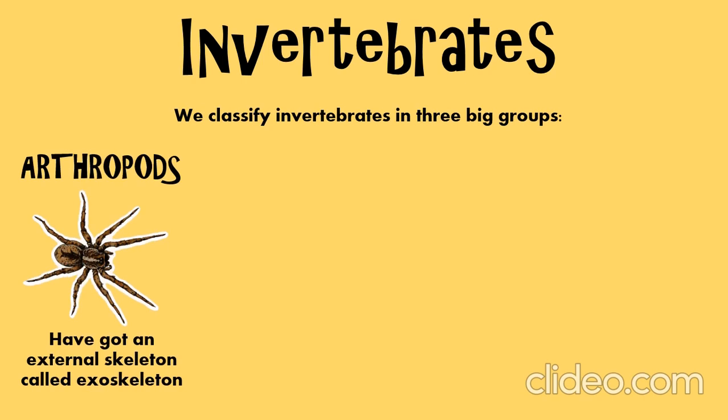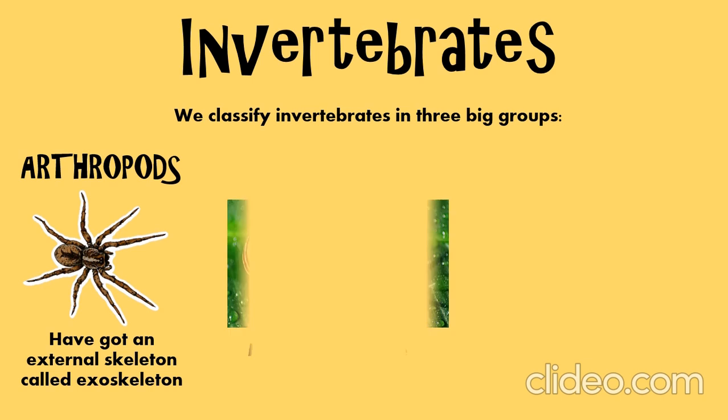The first group are the arthropods. The arthropods have got an external skeleton called an exoskeleton. It's not exactly a skeleton, but a shell that covers their bodies. Inside the arthropods, we've got different subgroups we will see later.